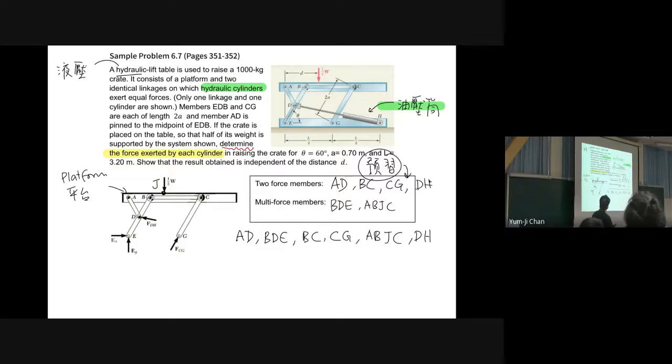So next Tuesday, I will go on to work on how to analyze this problem. It's okay.